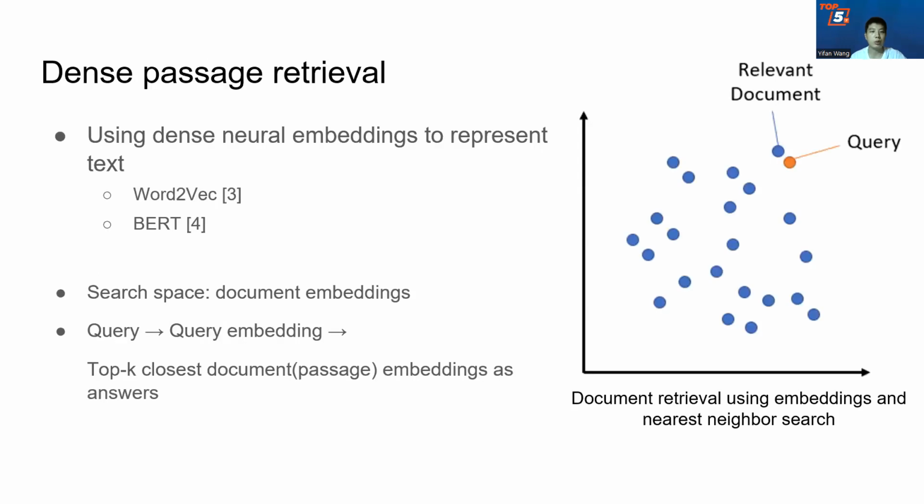The state-of-the-art passage retrieval is usually called dense passage retrieval, since it uses dense neural embeddings to represent the text, like word2vec embedding and BERT embedding and so on. So the space is the document embeddings, and for each query, first the query embedding is generated, and then the top k closest document embeddings to the query embedding will be retrieved as answers because we think the closest embeddings mean relevant.